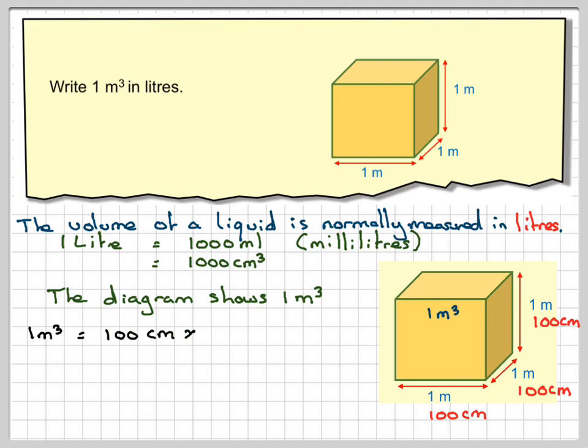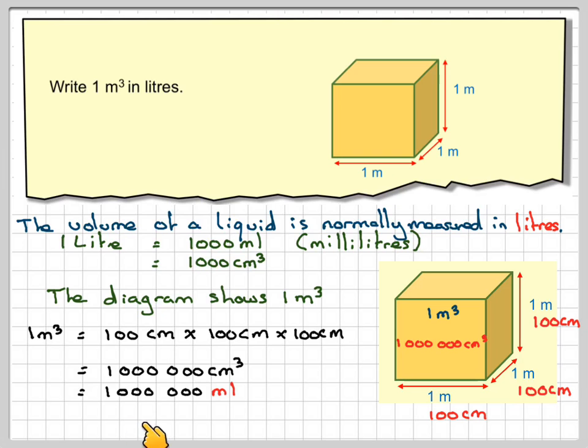Now, 1 metre cubed will be the same as 100 centimetres times 100 centimetres times 100 centimetres, which is 1 million centimetres cubed. So 1 metre cubed is the same as 1 million centimetres cubed.